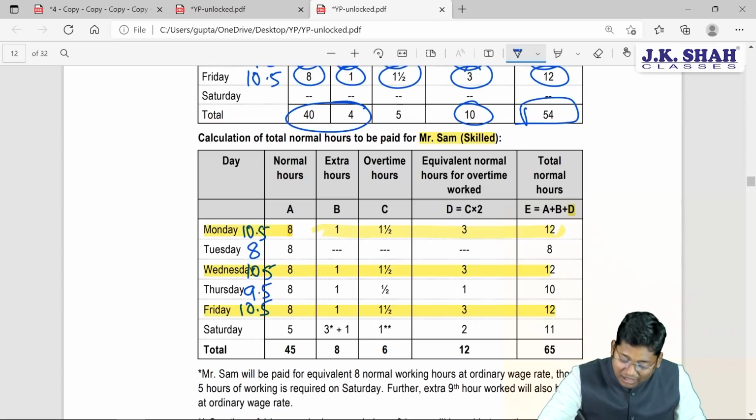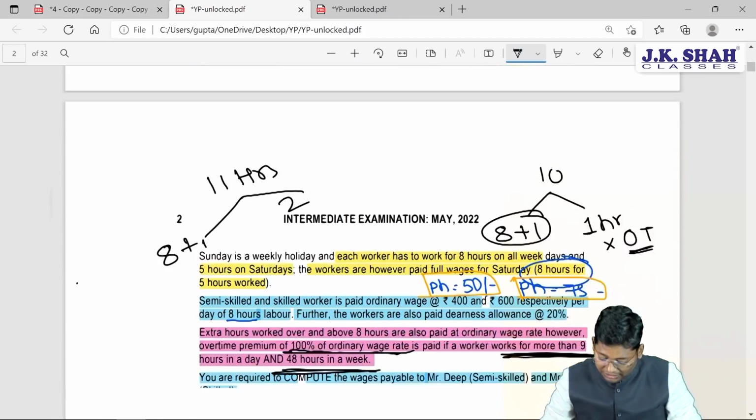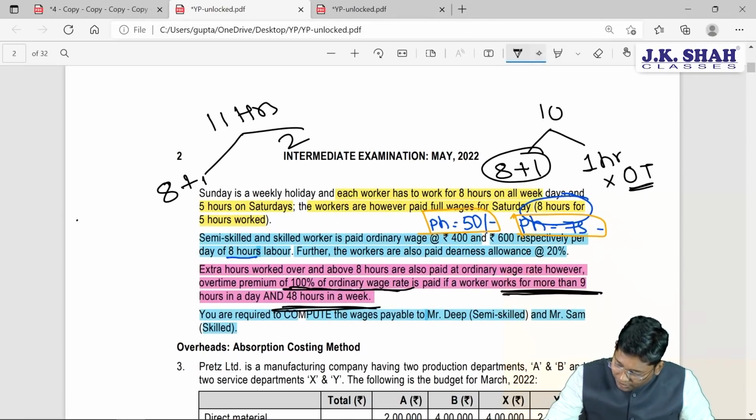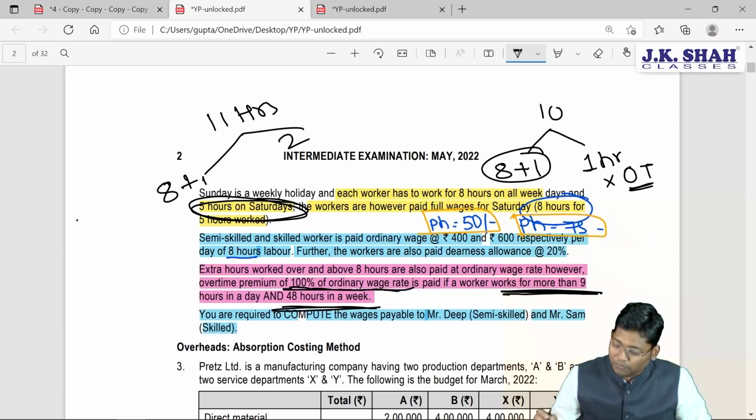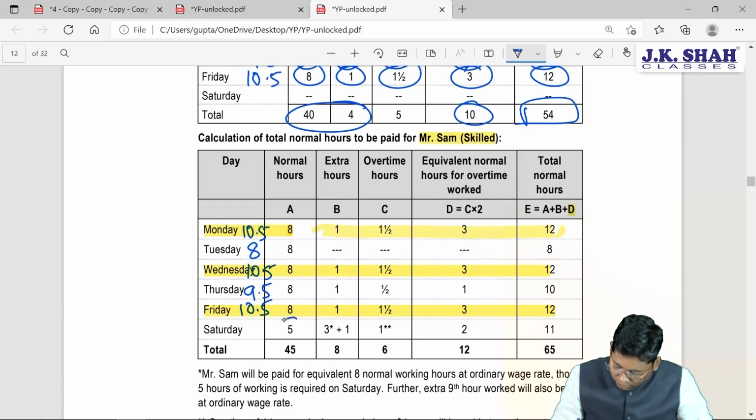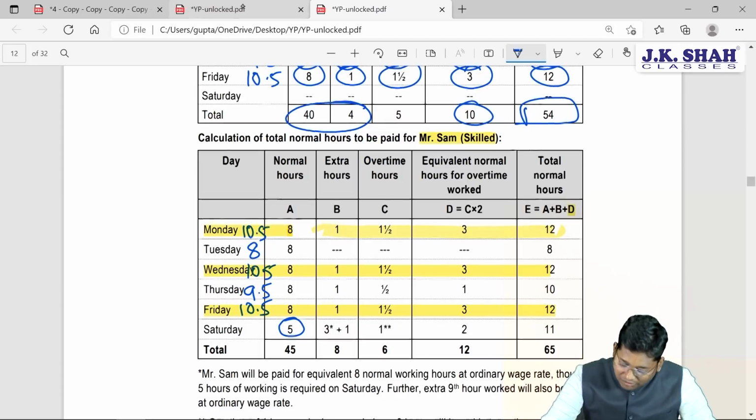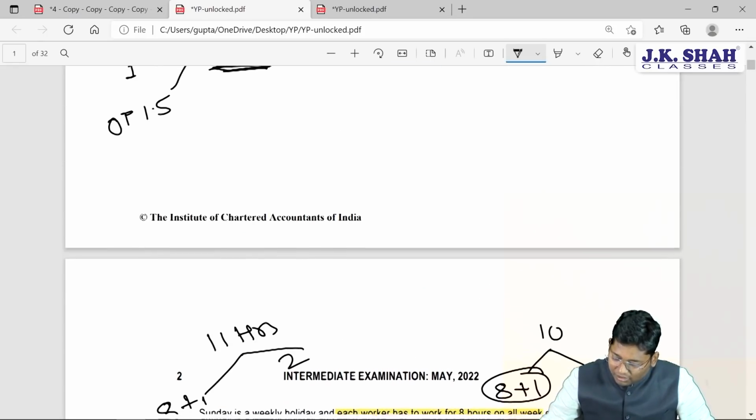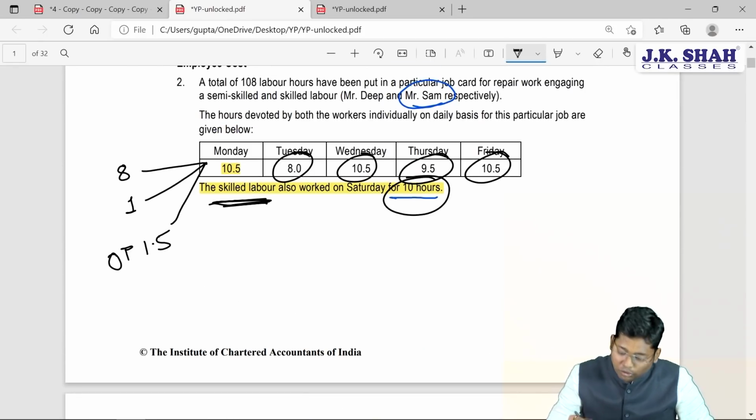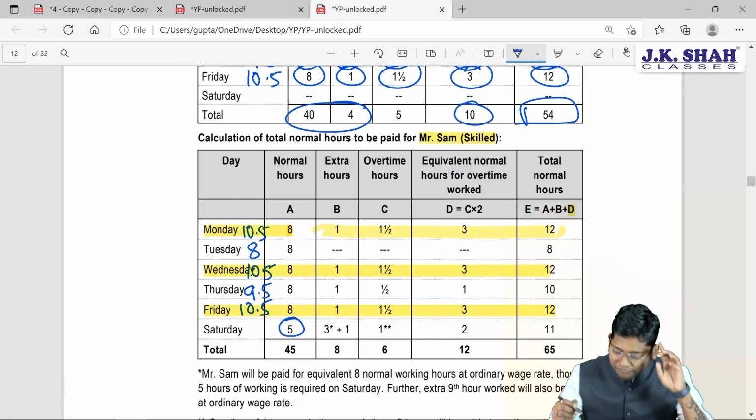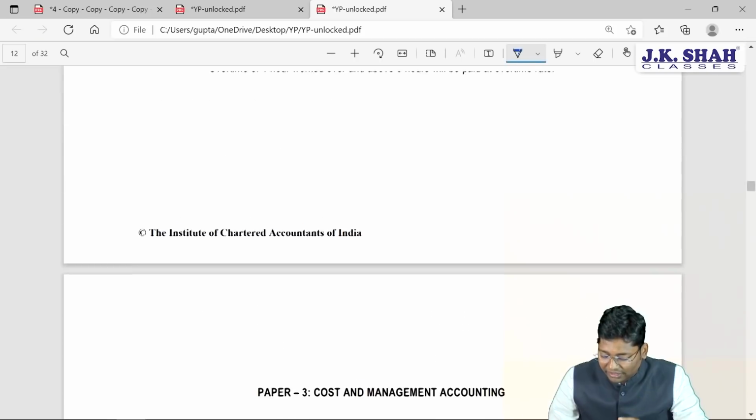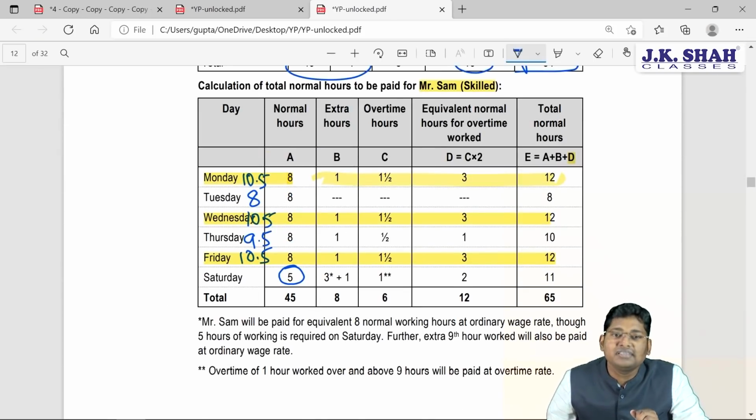On Saturday, what are the normal working hours mentioned in the question? According to the given information in the question, normally on Saturday 5 hours of working is allowed to the worker. That's why I have recorded here 5 hours. Then the remaining hours we are going to consider under extra hours, right? On Saturday, this particular skilled worker has worked for 10 hours. Out of 10 hours, 5 hours are recorded. Now the remaining 5 hours are to be recorded.